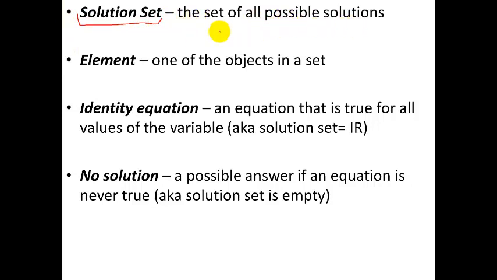Oftentimes, especially in Algebra 1, you'll only have one solution. So it seems weird to call it a set of solutions when there's only one. But we'll have some different examples. Absolute values are one example, and parabolas or quadratic equations are another example where you'll have more than one answer for a given problem. And so we would call that the solution set. Another simple vocabulary word is the element. The element is the name of one object in a set. So if you have 2 or 3 solutions, each one of them is one element in the solution set.